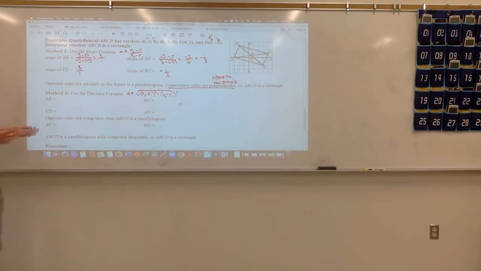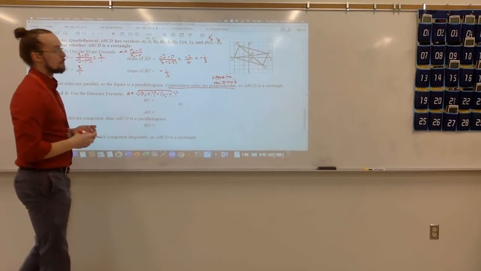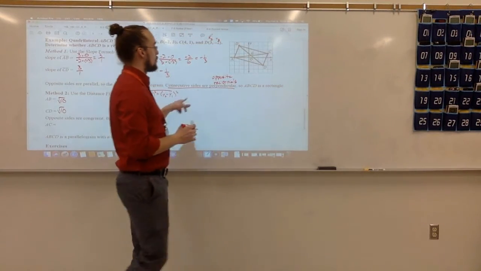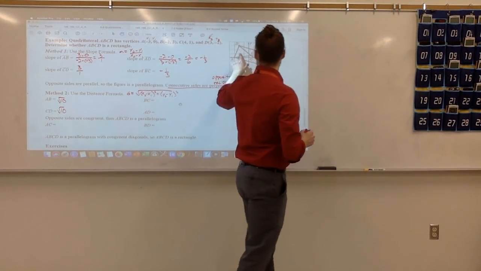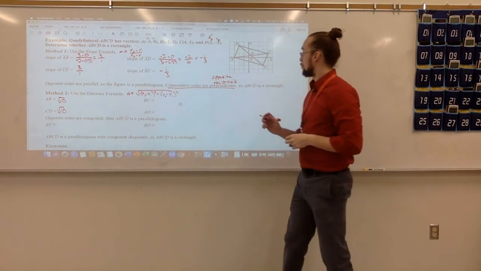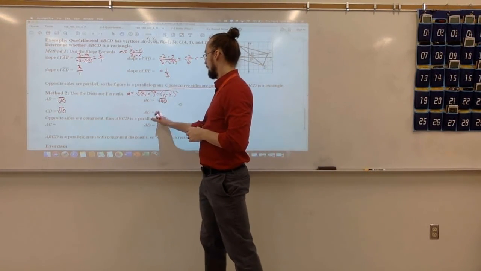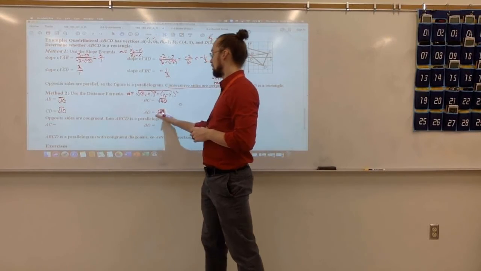So again, we're running a little bit short on time. So what we would find out here if we plugged all of this information into the distance formula is that AB would be the square root of 10. CD would be the square root of 10. BC would be the square root of 40. And AD would be the square root of 40.